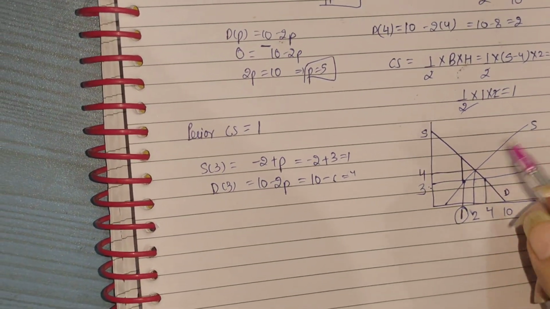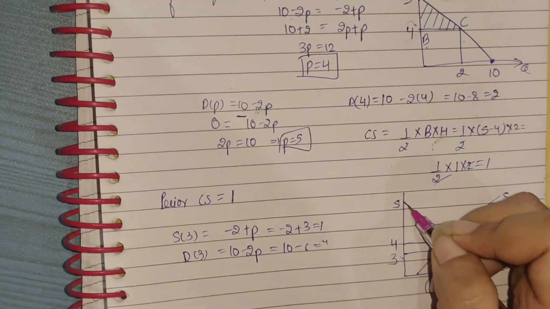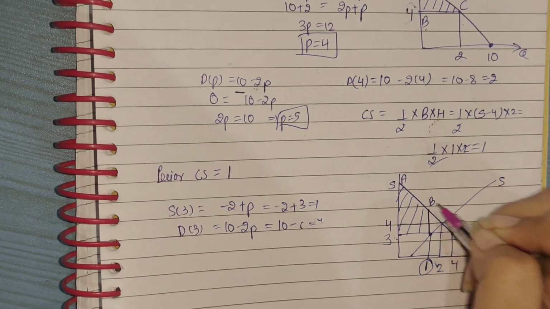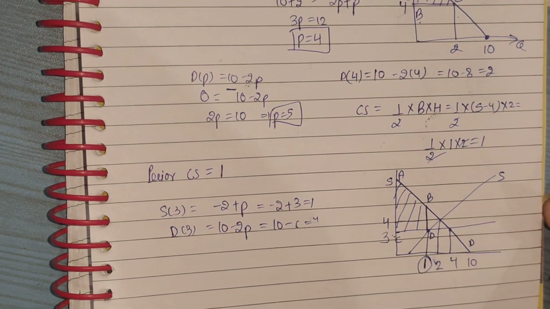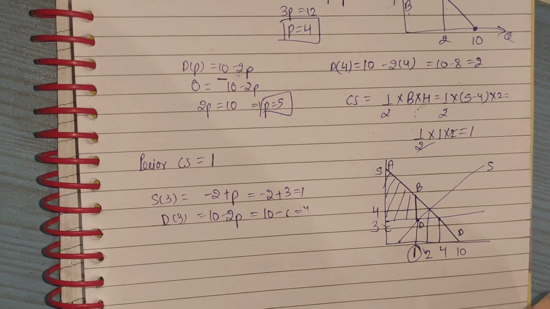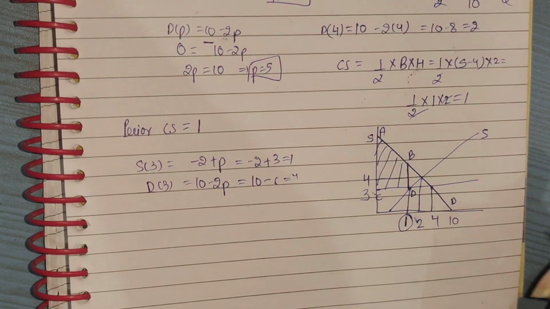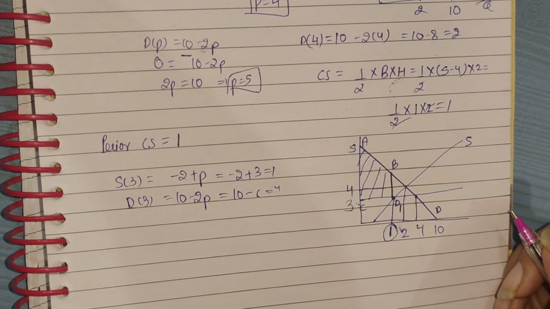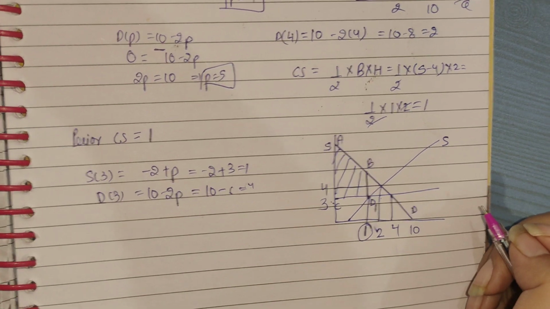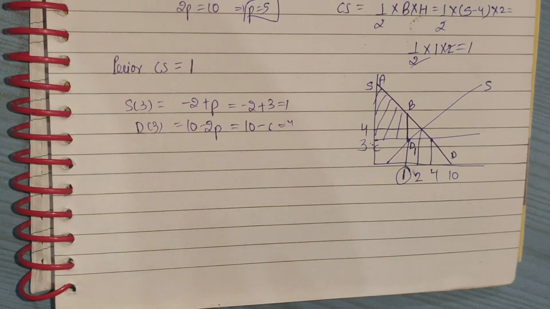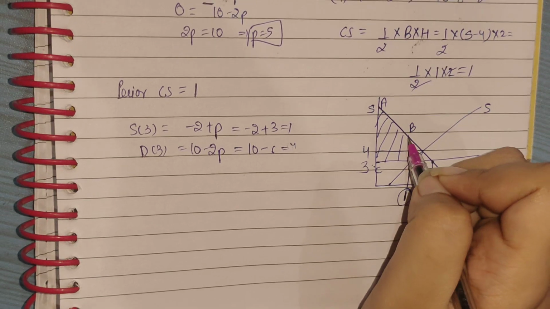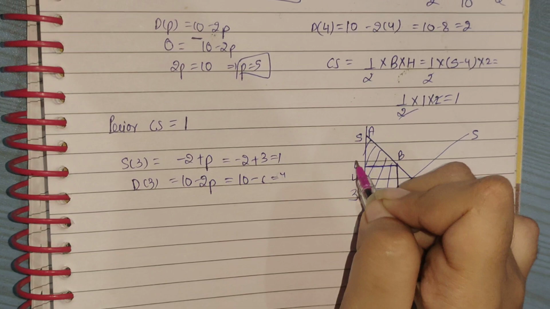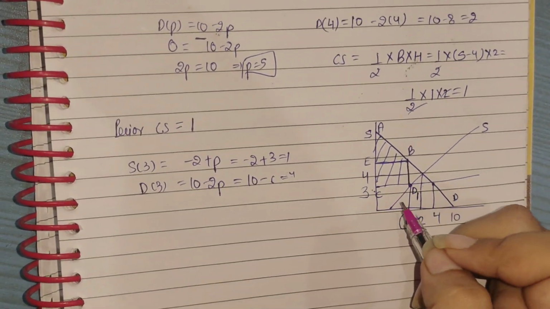So this area A, B, C, D is the consumer surplus. We have to keep this in mind. Now D is already here, I'm taking it as given. This is the consumer surplus. Now we have to calculate this area. For this, I am dividing it into two parts: this and this. This forms a triangle ABE, and this forms a rectangle, so that we can easily find it.